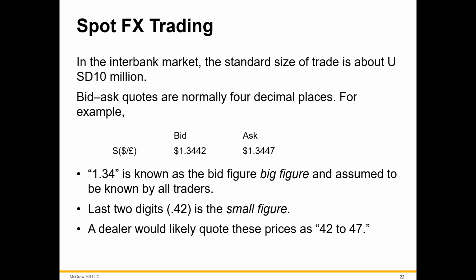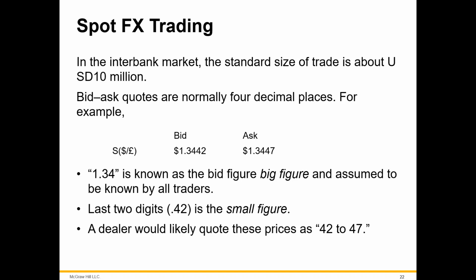So let's think about an example in the interbank market where a typical transaction is about $10 million. Bids and quotes will be to 4 decimal places, and then they'll quote the hundredth and the thousandth place on the assumption that the ones and the tens place are identical.